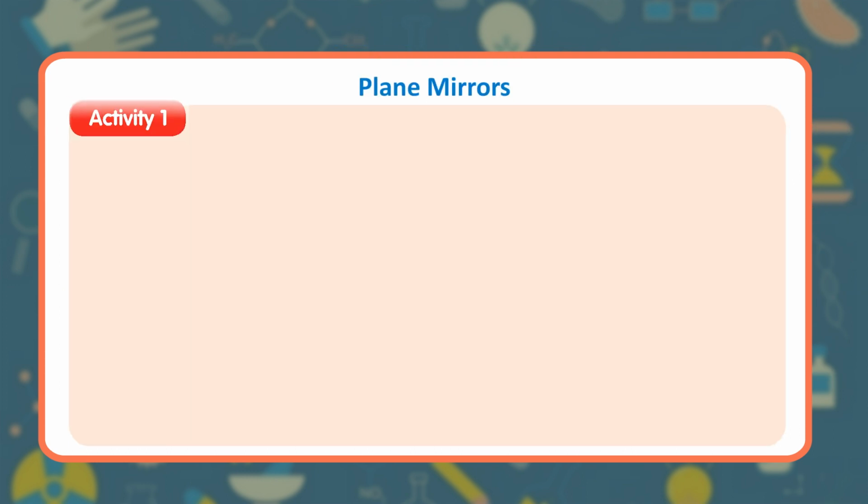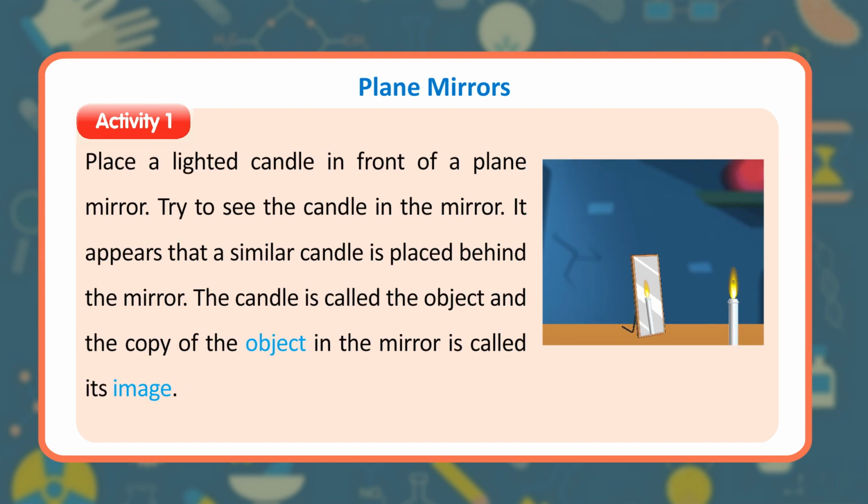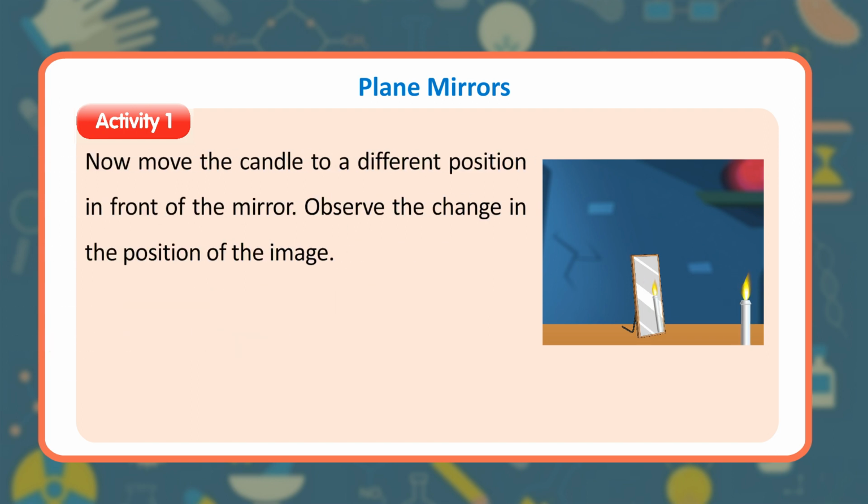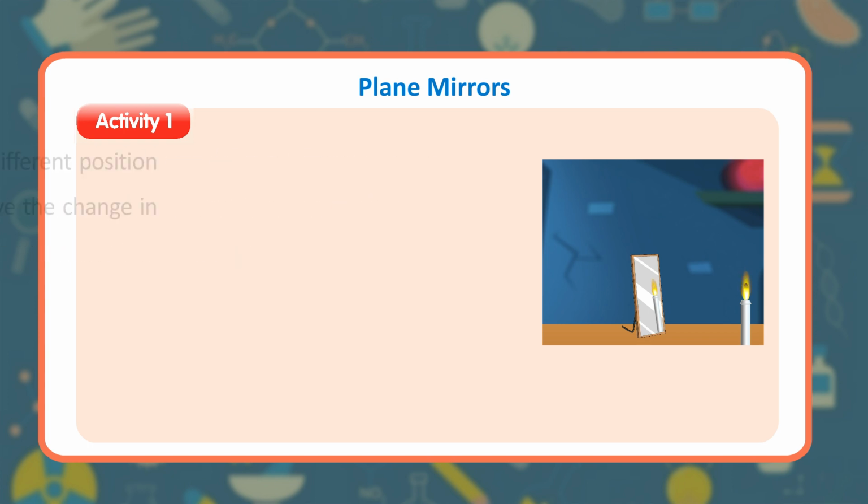Plane mirrors. Activity. Place a lighted candle in front of a plane mirror. Try to see the candle in the mirror. It appears that a similar candle is placed behind the mirror. The candle is called the object and the copy of the object in the mirror is called its image. Now move the candle to a different position in front of the mirror. Observe the change in the position of the image.